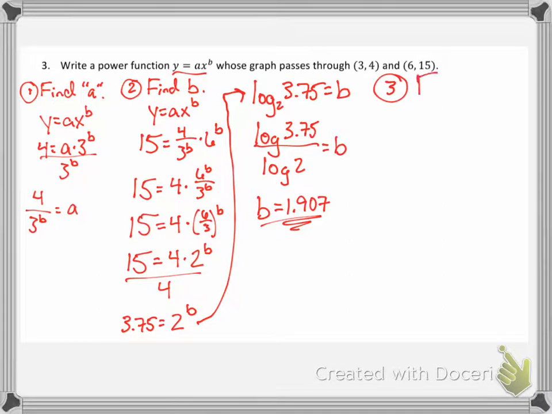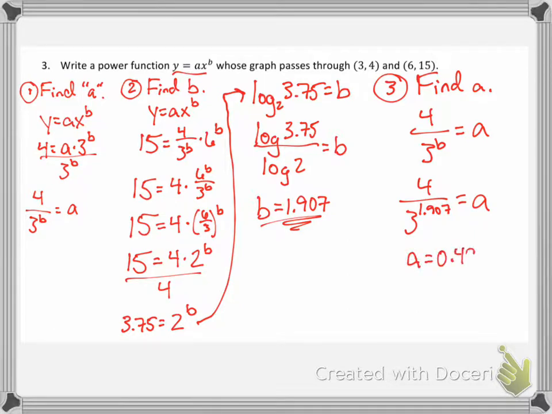Once you find B, now we go back to actually find A. So again, my expression from step 1 was 4 over 3 to the B, excuse me, equals A. So plug in the B value, your exponent, 3 to the 1.907. And then simply just punch it in and divide. You'll get an A value of approximately 0.492. You've got your A, you've got your B.